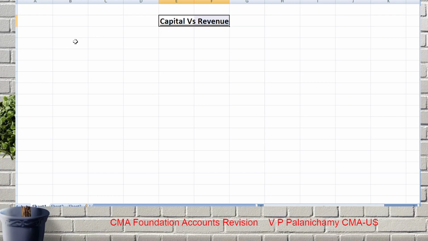Before we start with capital versus revenue, where it is recorded, let me classify this into capital items or capital expenditure. How is it classified in accounts?